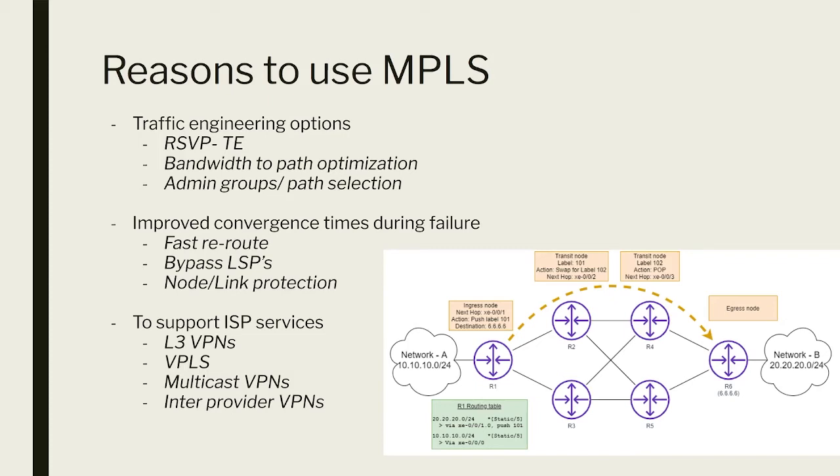Juniper is probably one of the best in class for this, followed by the likes of Cisco and Arista, and I couldn't comment on any of the other vendors or providers, sadly. Now, finally, one of the other classes, and this is a big portion of MPLS utilization, is the ISP services. So you've got the likes of Layer 3 VPNs, VPLS, multicast VPNs, and inter-provider VPNs.